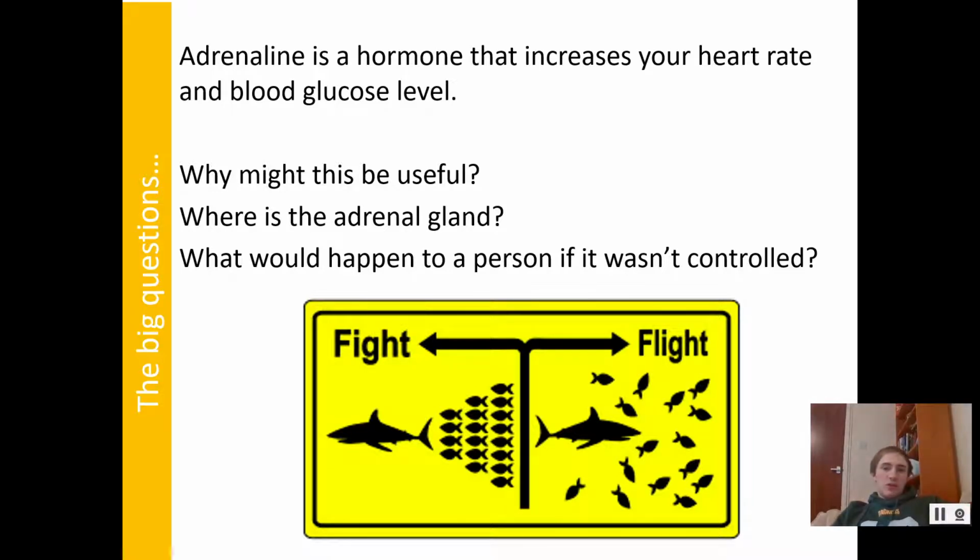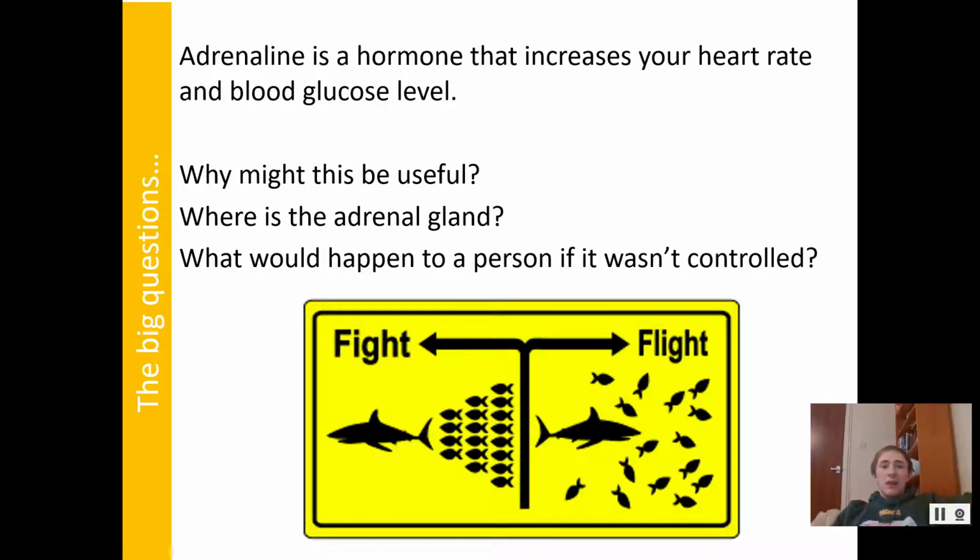And there are stories of people lifting ridiculous weights to get their children out from underneath cars, or fighting off strangers who are trying to attack them, just because adrenaline immediately gives you that massive burst of energy from respiration by increasing the oxygen and glucose your cells have. Where is the adrenal gland?